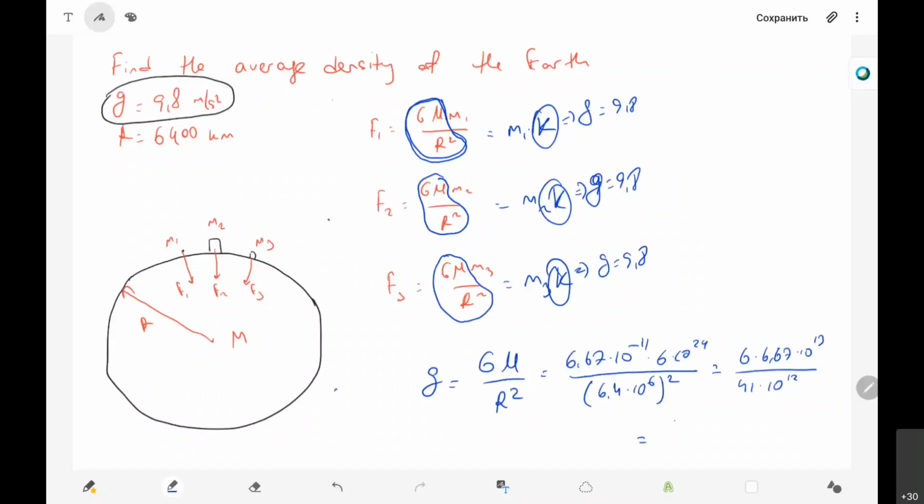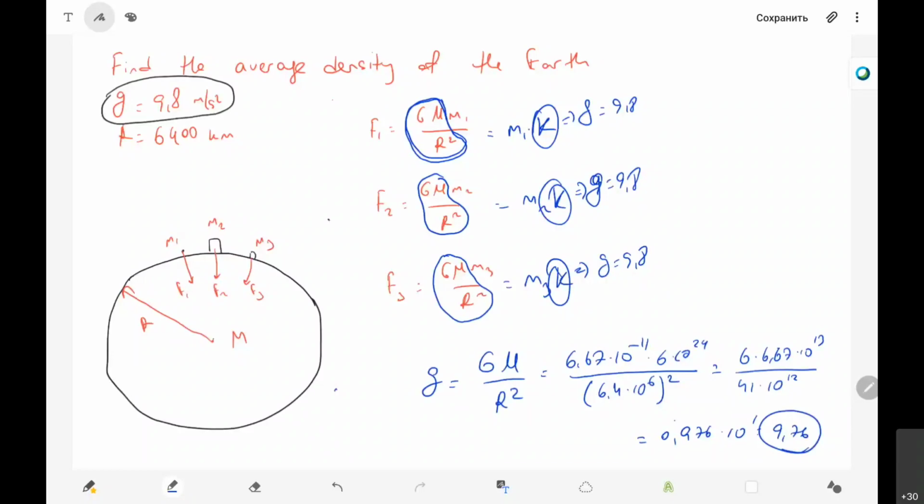So it's 6 times 6.67 divided by 41. That gives 0.976, times 10 to the power of 1. So as you see, 9.76, approximately 9.8. That's why this comes from the universal gravity law, as you see.